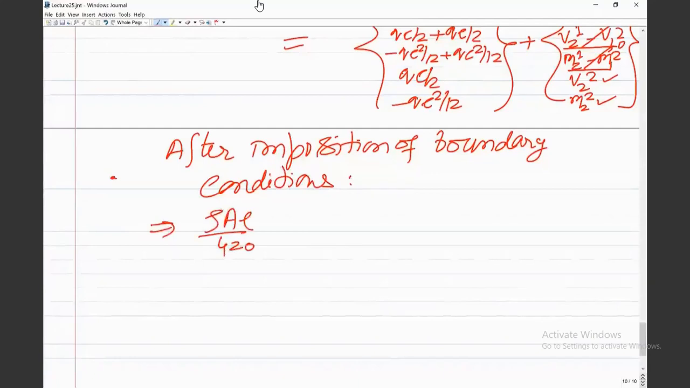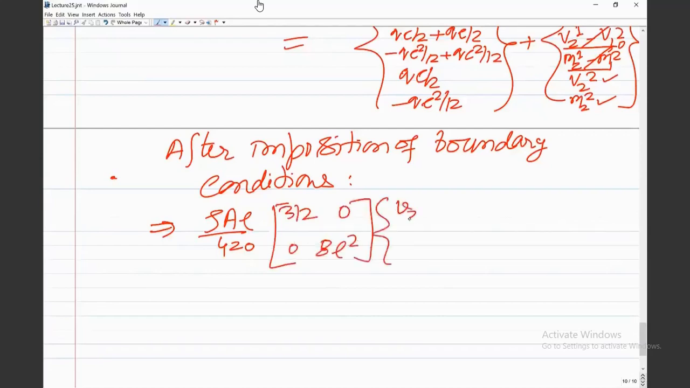Because only V2 and theta 2 are unknown displacements as a function of time, we take the third and fourth equations, and after their solution, of course, we will solve the first, second, fifth and sixth equations for V11, M11, V22 and M22. So this equation would be 312, here it is 0, 0, and 8L square, into V2 double dot and theta 2 double dot.